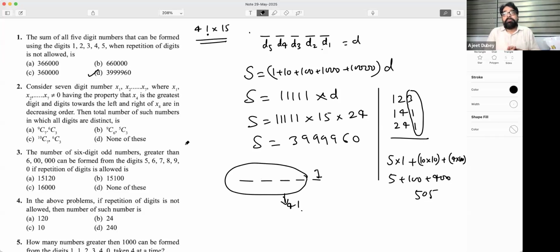Yes or no? Sum of unit place will be this much. So summation will be what? And sum of 10th place will also be this much. Everything will be this much only. So summation will be what?